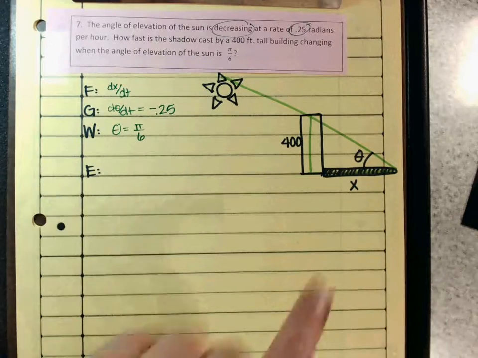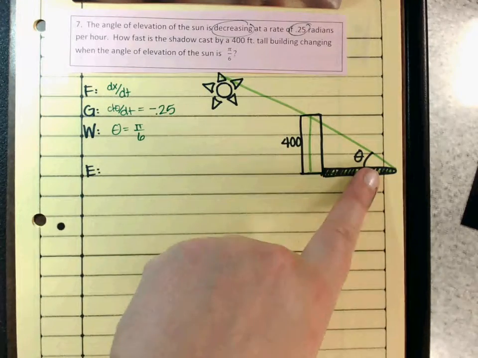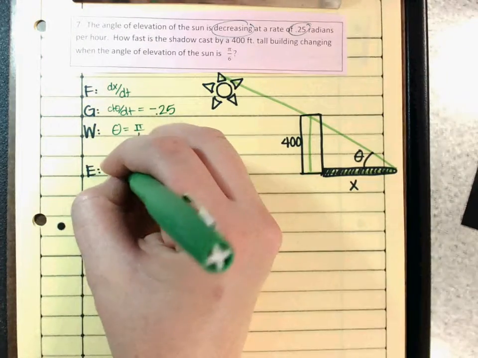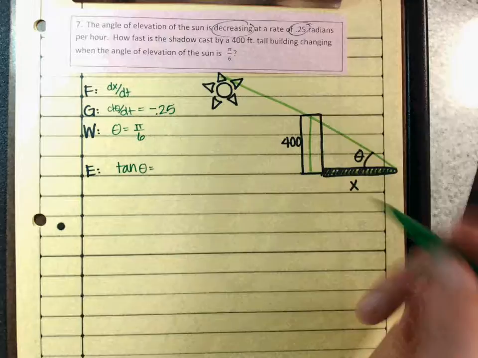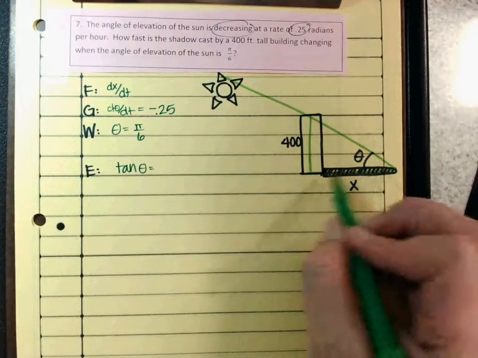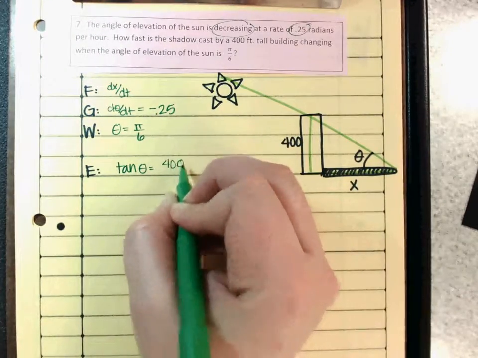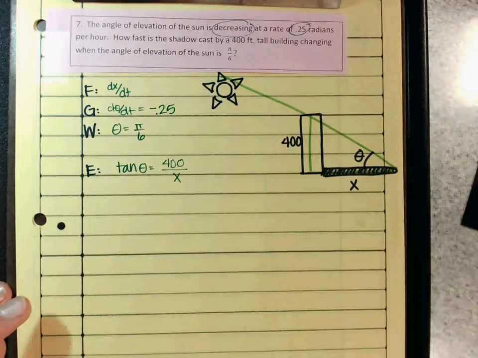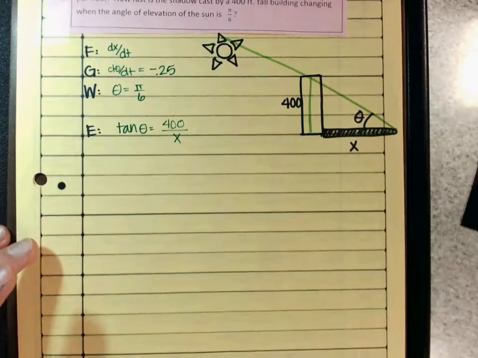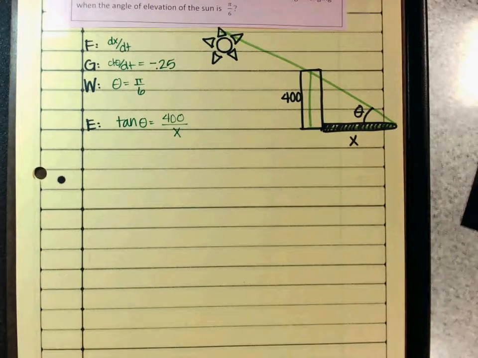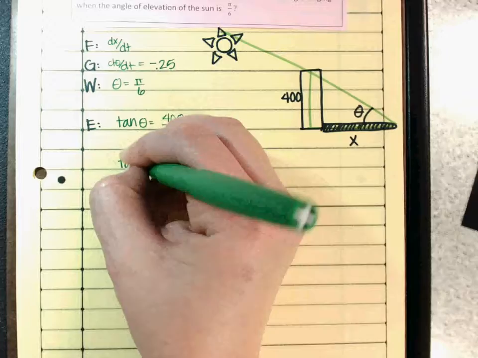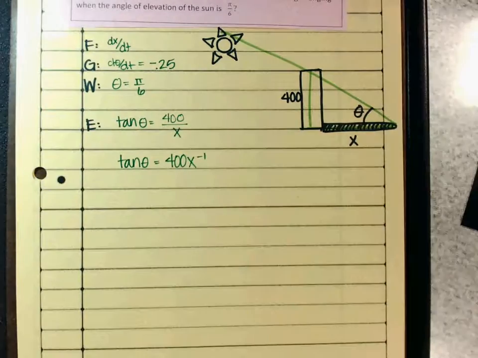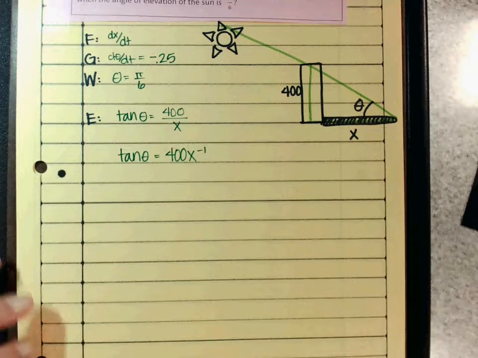Tangent again. Because look, this is my opposite. This is my adjacent. So I would do tan theta equals my opposite side, 400, over my adjacent side, x. Now, if I don't rewrite, I have to do quotient rule. So how could I rewrite that so that I don't have to do quotient rule? x to the negative 1. Good. So tan theta equals 400 x to the minus 1. And remember, I'm doing that to avoid quotient rule.